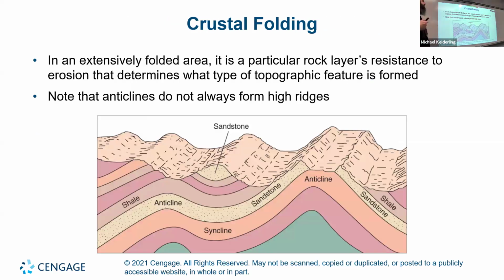And in an extensively folded area, it's a particular rock layer's resistance to erosion that determines what kind of topographic features occur at the surface.